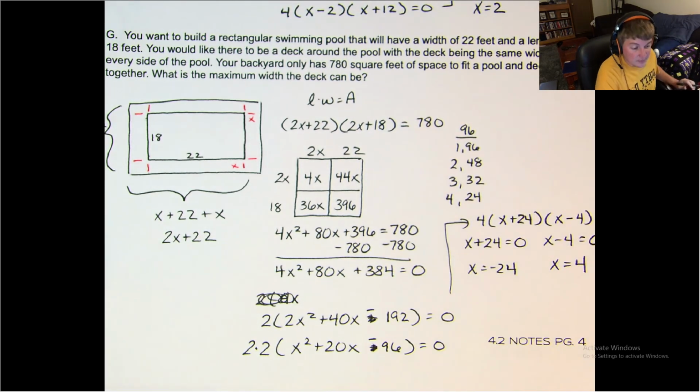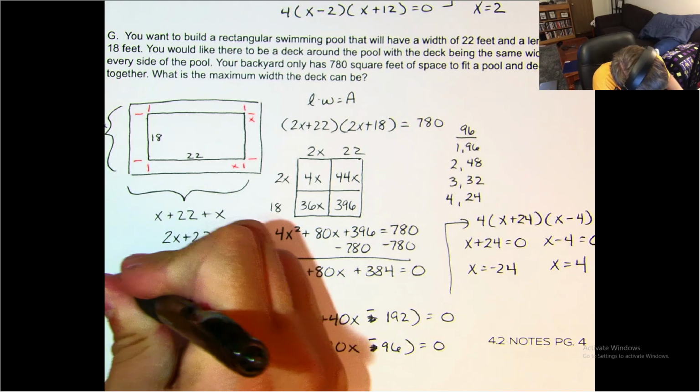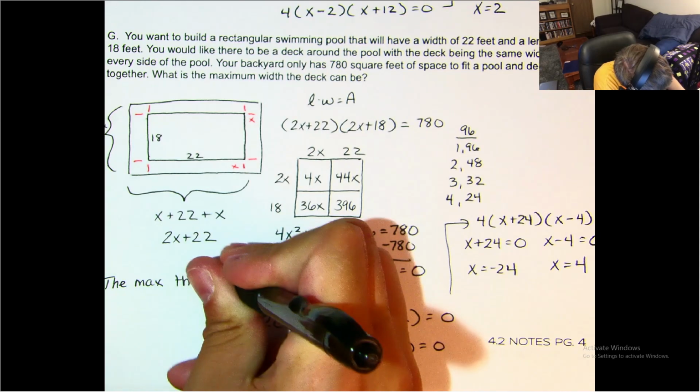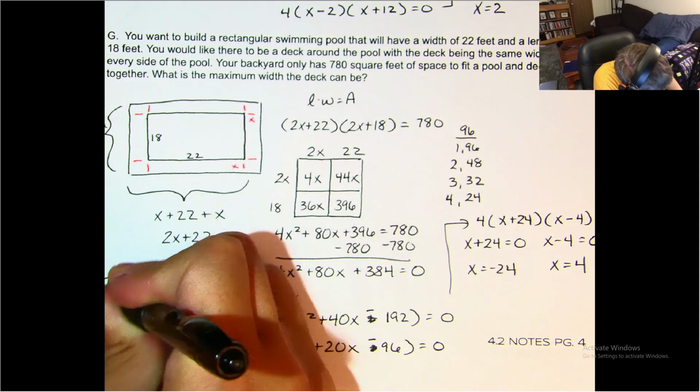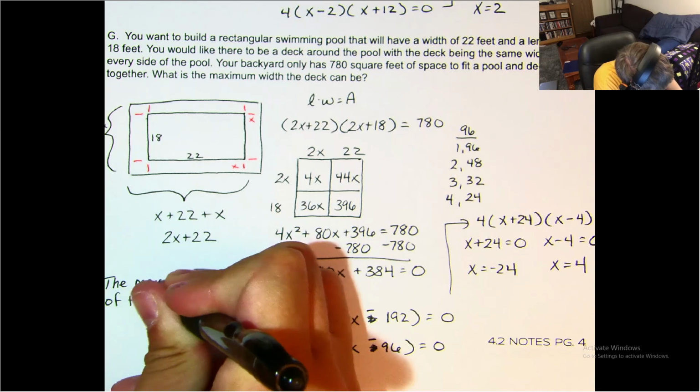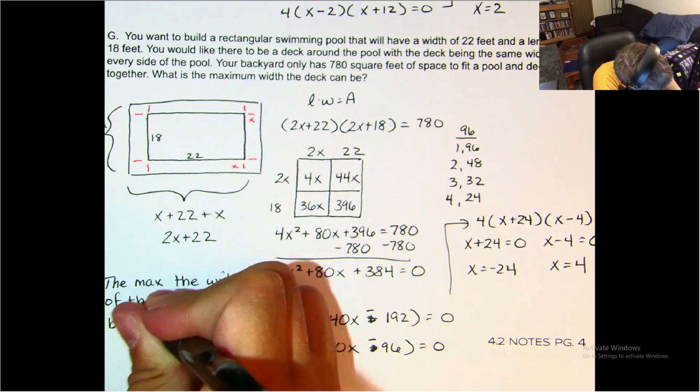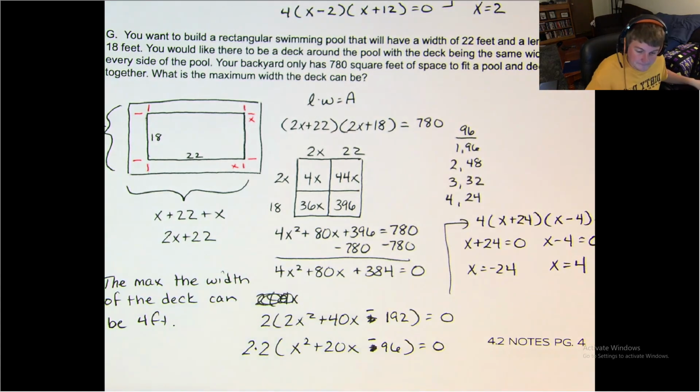And again, just like the previous problem, only one of these answers can be my actual answer, and that's going to have to be x is equal to 4 because we cannot have a negative distance. So the max width of the deck can be 4 feet.